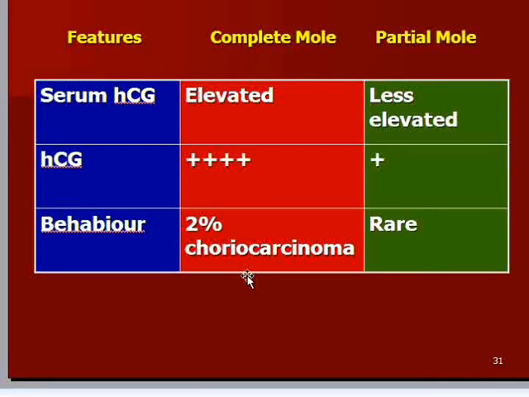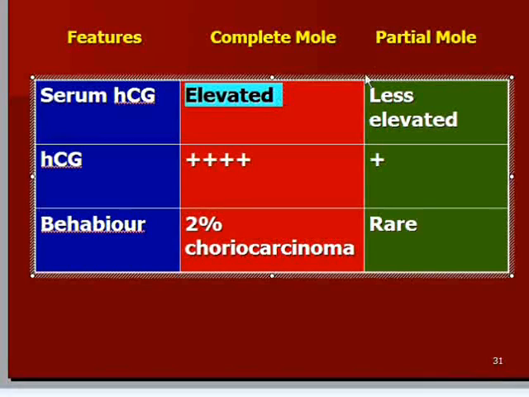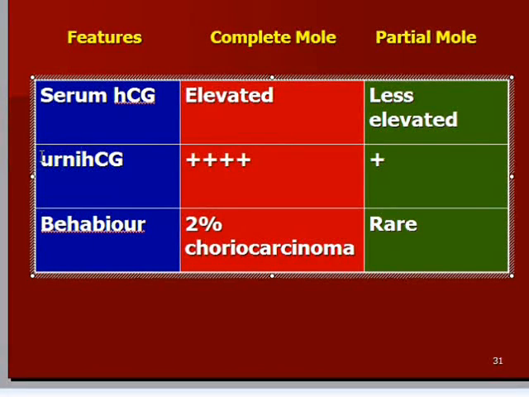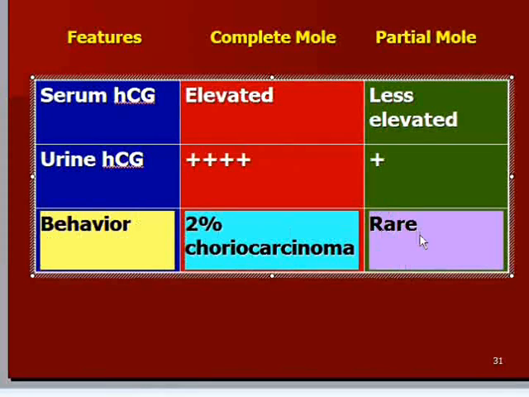In a complete mole, we get extreme elevation of the serum beta HCG. In the partial mole, it is less elevated. Now this is the urine beta HCG. Here also it is more elevated for the complete mole. Behavior, this is the most important thing. This is a very, very important thing.